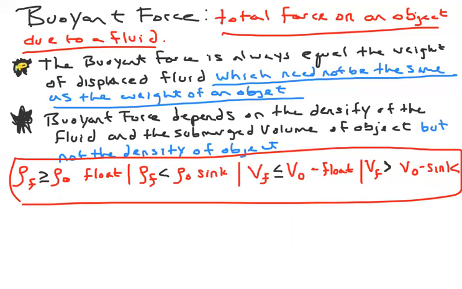Okay, so what is this caveat trying to tell you? Buoyant force depends on the density of the fluid and the submerged volume of an object, but not the density of the object. Essentially, when the density of the fluid is greater than or equal to the object's, it's going to float. But when the density of the fluid is less than the object's, it's going to sink, because it has to do with the density of the fluid.